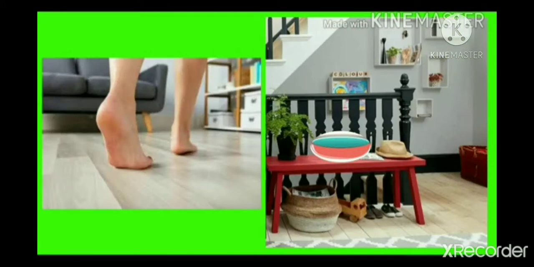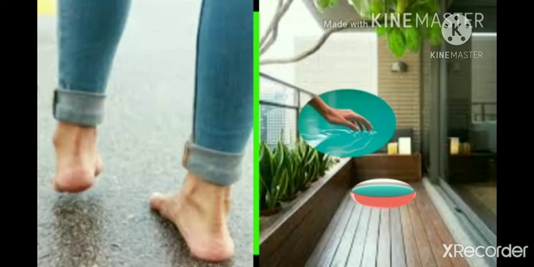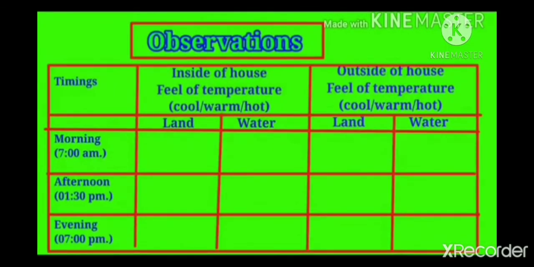In the afternoon, walk barefoot on the floor inside the house and feel the temperature of the floor. Feel the temperature of the water in the pot inside. Perform the same activity outside the house and get a feel of the temperature of the land and the water kept in the sun. Write down your observations about the temperature of land and water. Do this again around 7 in the evening. Note your observations again. Now you can remove the pots.